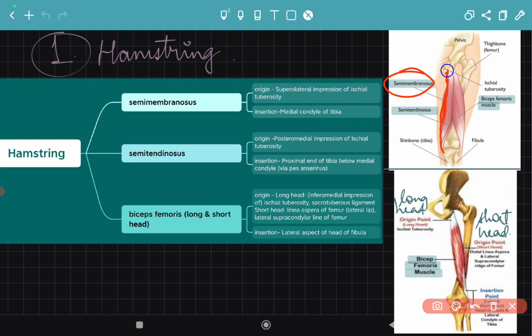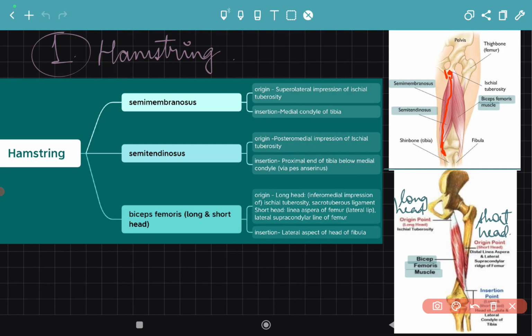starting from the ischial tuberosity, the superolateral impression of ischial tuberosity, and ending as seen in the diagram, inserting at the medial condyle of tibia. Now moving on to semitendinosus. Semitendinosus, as we can see, starts from again ischial tuberosity but the posteromedial impression of ischial tuberosity. Semimembranosus was from superolateral impression, and semitendinosus is from posteromedial impression of ischial tuberosity. Starting from there, it also ends at proximal end of tibia, slightly below the medial tibial condyle.